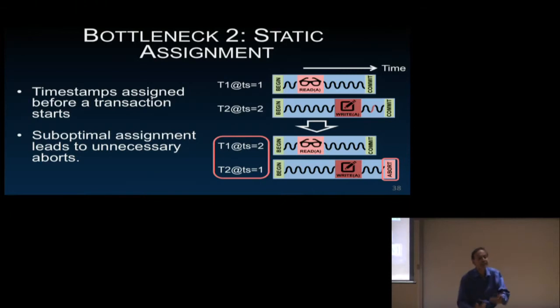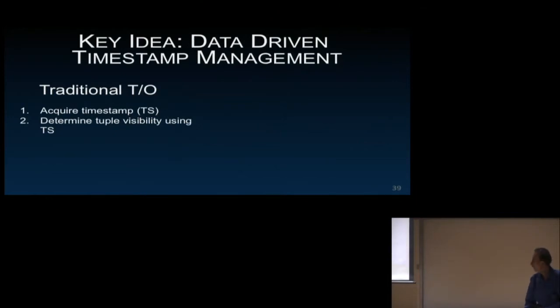So that read should have seen the value of the write because of that arbitrary order that we imposed on the first one having timestamp 2, right? So it's a bit of a problem, right? So you'd like to minimize aborts, and you can do this using similar ideas to what I've talked about.